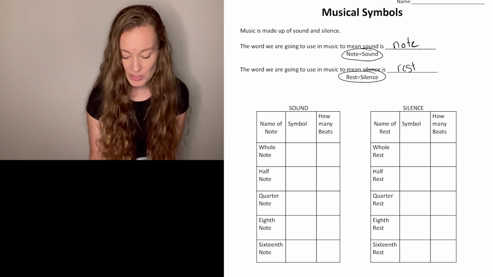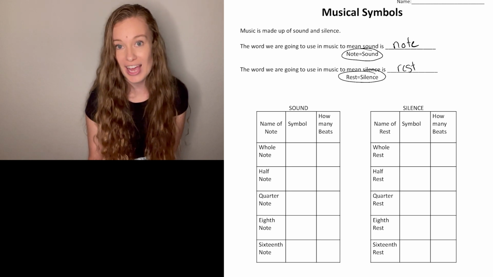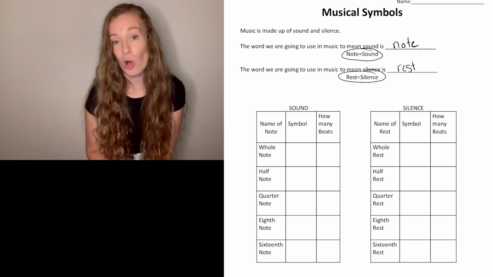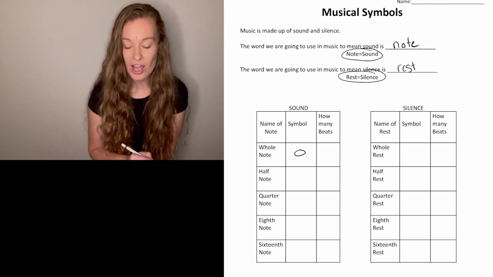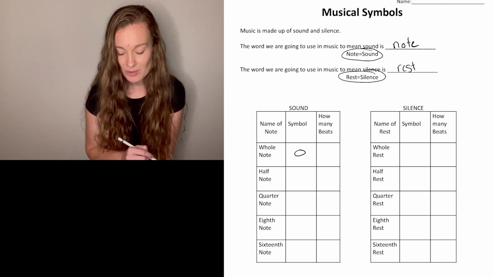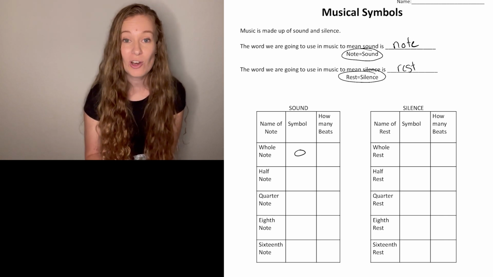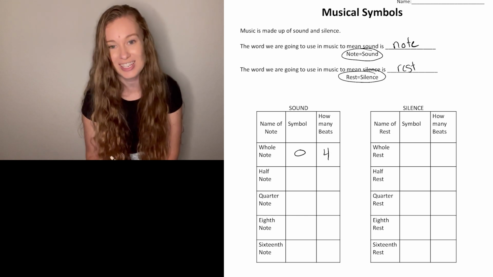So we have the name of the note, which is already filled in for us. We have to draw the symbol and we have to fill in how many beats that symbol gets. So our first one, the whole note, is going to look like an oval. So go ahead and draw in your whole note in that first little box. And in common time, which is going to be all of our examples here, when you see the whole note, it's going to get 4 beats. So we're going to put the number 4 right there.